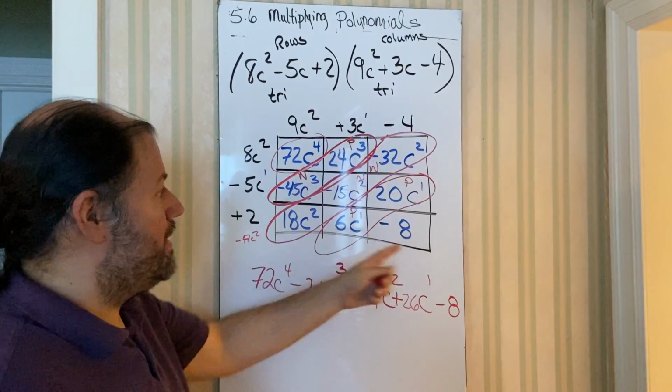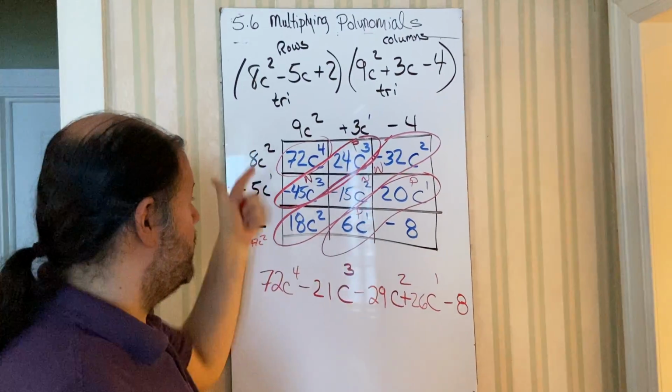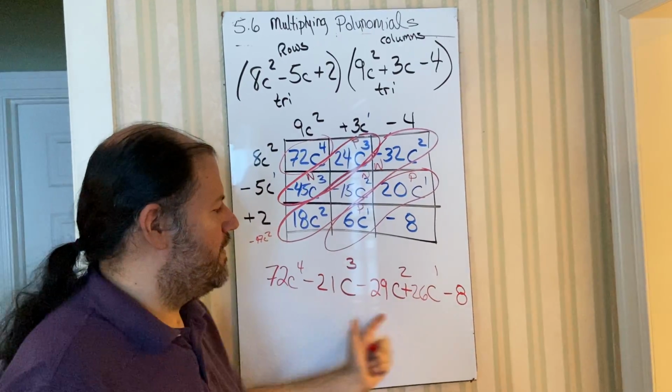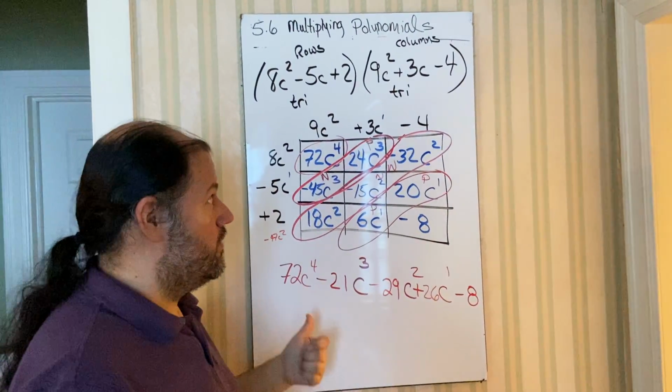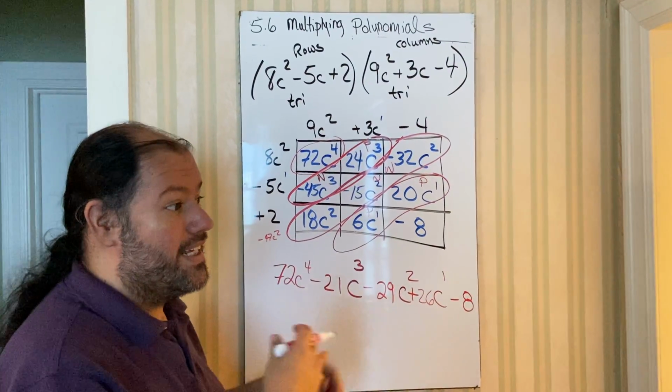So this big problem was more organized, in my opinion, by doing the rectangle method. And I saw what my like terms were to get my final answer. Okay? So try to learn the rectangle method if you're that person who likes to be more organized.